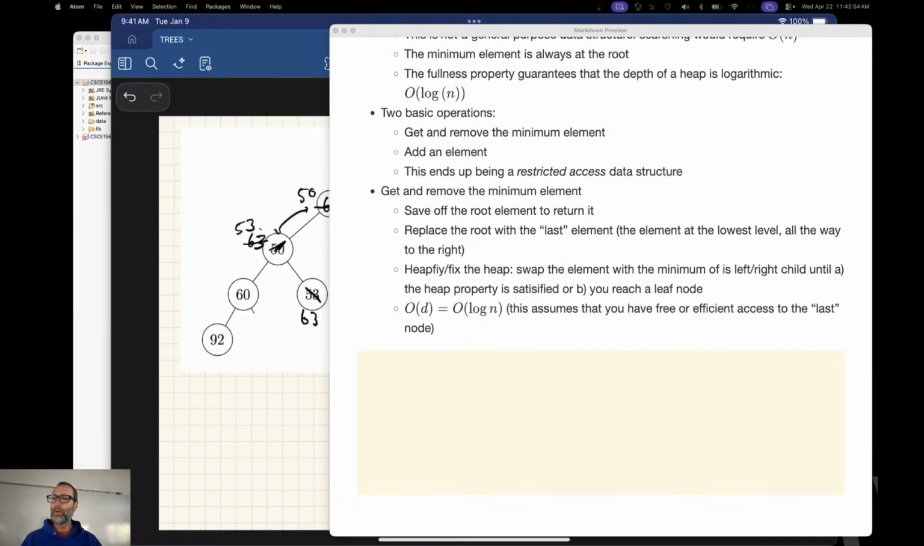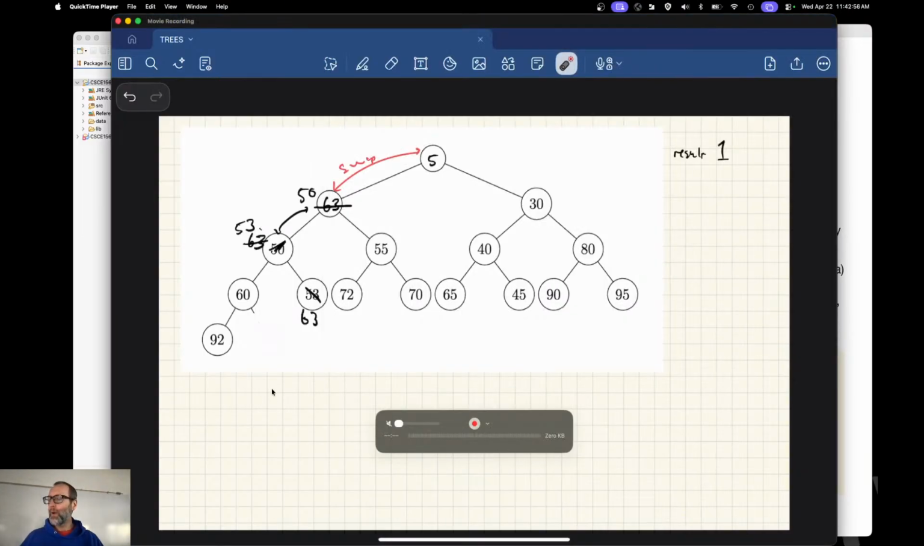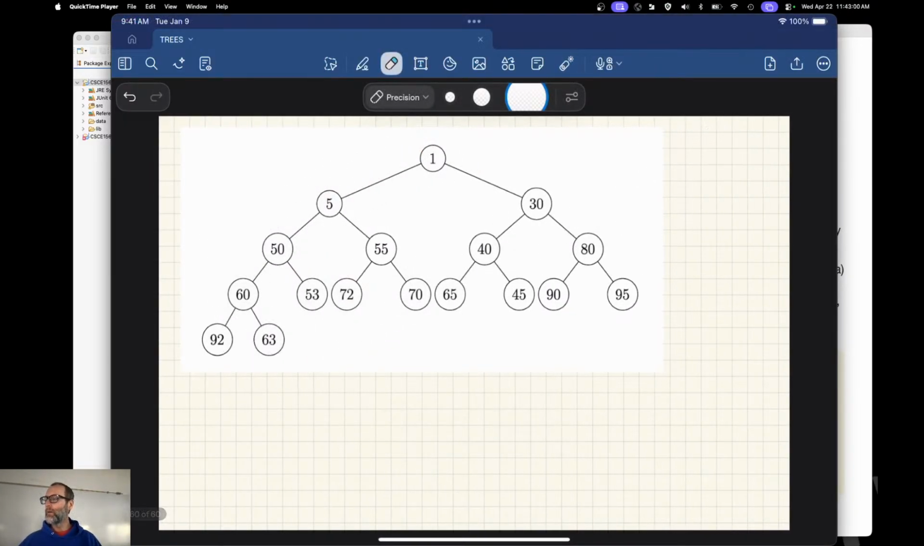By the way, is it at all apparent, the way that I've drawn this tree, how you can get to the last node from the root here?